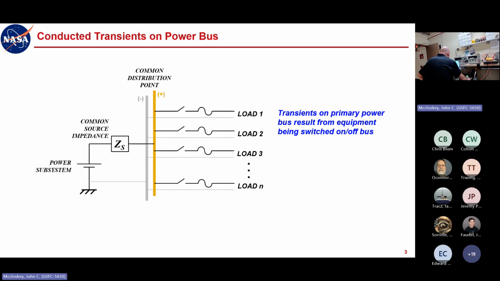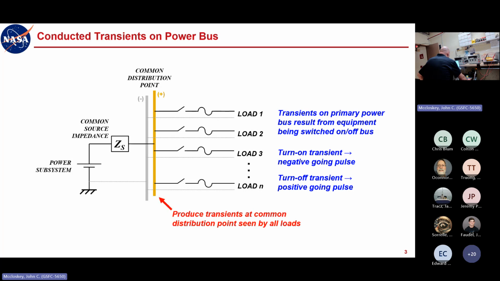Well, transients on the primary power bus will result from equipment being switched on and off the bus. A turn on transient, when you flip the switch and turn a load onto the bus, will tend to generate a negative going pulse. And a turn off transient, when you open the switch, will tend to generate a positive going pulse. We'll talk a little bit more about that here presently. Those will produce transients at the common distribution point that will be seen by all loads. So that's why you care about this.